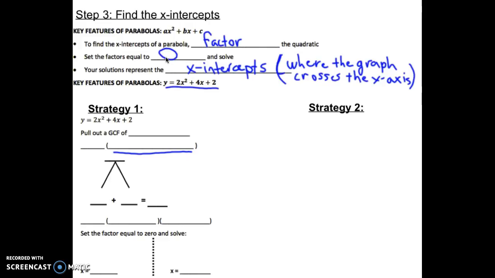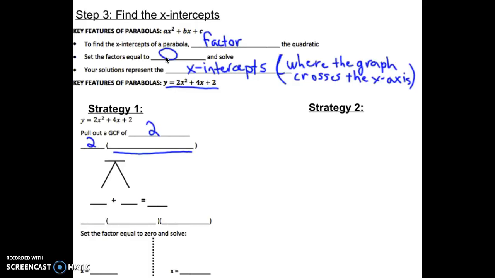So I'm going to do 2 strategies. You can pick from either one to work with. It does not matter. I'll do the first strategy on the left here. With this function, I pull out a GCF. The greatest common factor of 2, 4, and 2 is 2. 2 goes into 2 once, and 2 goes into 4 twice. It's not 4, because 4 doesn't go into 2, and it has to go into all 3 of them.